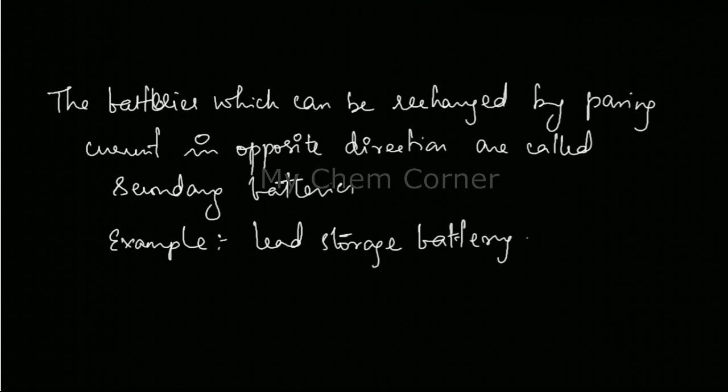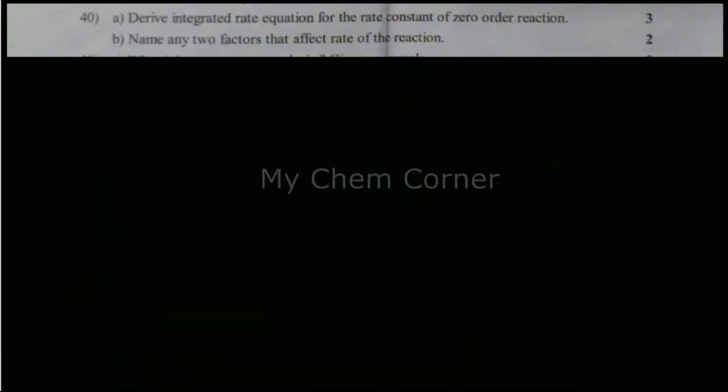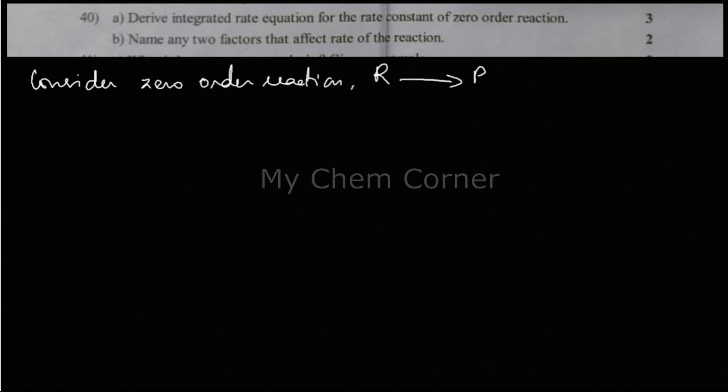So the next question is based on chemical kinetics. 40th question. A part is derivation of an integrated rate equation for a rate constant of a 0 order reaction. So you need to do the entire derivation. So for that, since you're doing for a 0 order reaction, you're going to write: consider a zero order reaction. So you're going to take R giving products.